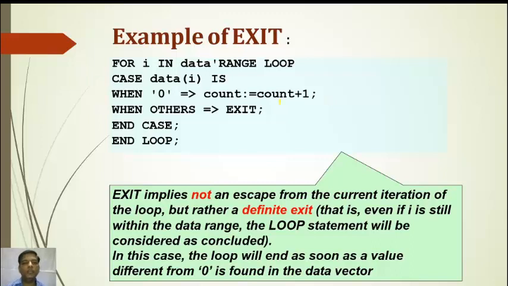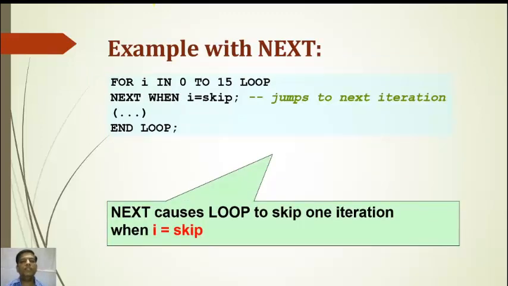End case, end loop. Example with next. For I in 0 to 15 loop, next when I is equal to skip means jump to the next iteration. Some statement, end loop. Next causes the loop to skip one iteration when I is equal to skip.